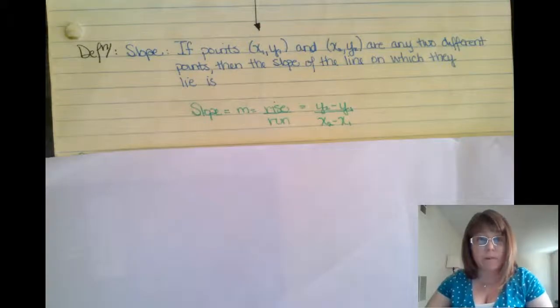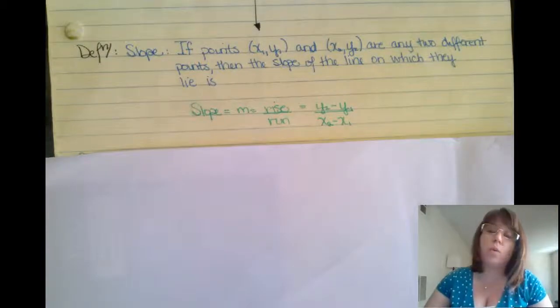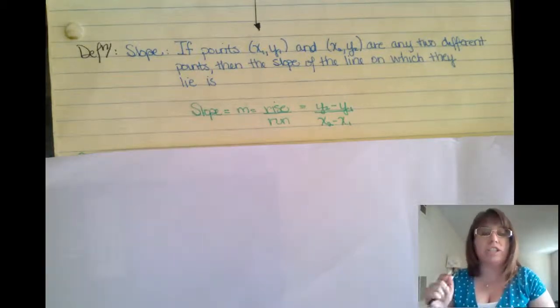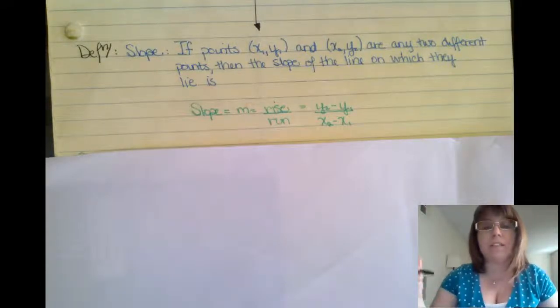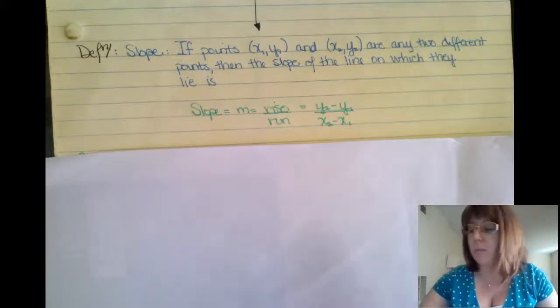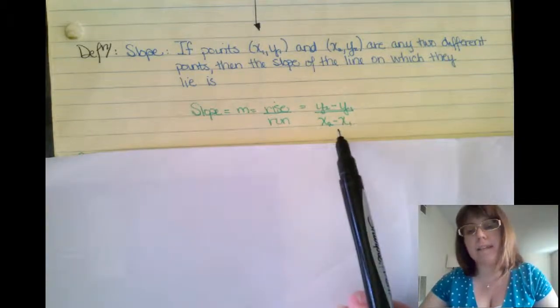So let's look at the formal definition of slope. If x1, y1 and x2, y2 are any two different points, then the slope of the line on which they lie is, our slope equals m, that's our special name for slope, m, is the rise over the run. In other words, vertical change over horizontal change. That would give us y2 minus y1 all over x2 minus x1.